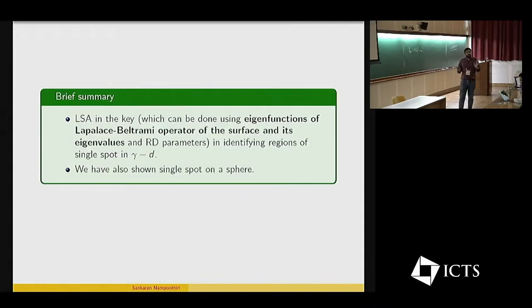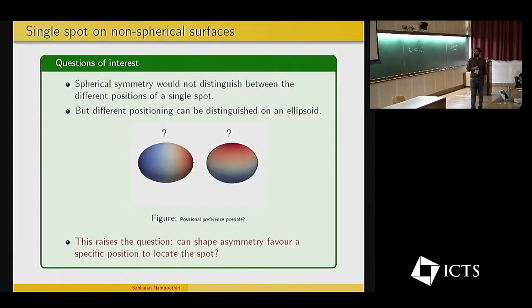So the brief summary and key thing is: you tell me the eigenfunctions of the Laplace-Beltrami operator, that's enough. You can calculate the growth rate of the mode, and you can tell whether there is a pattern or not. So the crucial thing is the eigenfunctions of the Laplace-Beltrami operator of the surface, fine, the eigenfunctions and its eigenvalues, sorry. And then numerically, you just do it.